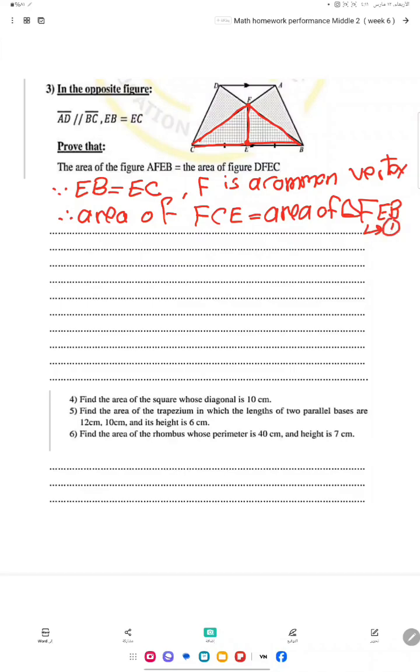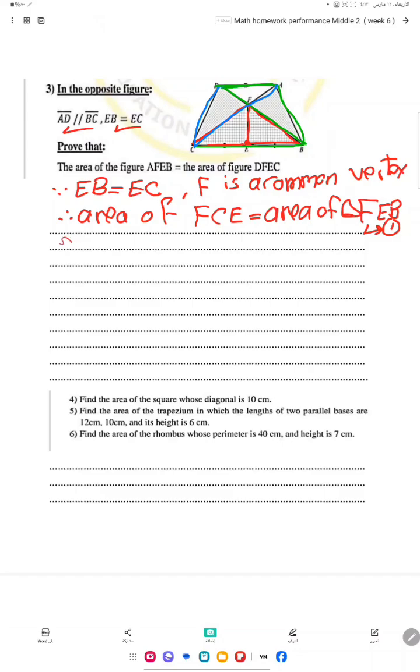Okay, and so we finished this, and now AD parallel to BC. If we have two parallel straight lines and two triangles lie between two parallel straight lines with a common base, they are equal in area. So look, if AD is parallel to BC, we have now two triangles, triangle ADB and triangle ADC. They lie between two parallel straight lines with a common base AD, so they are equal in area.